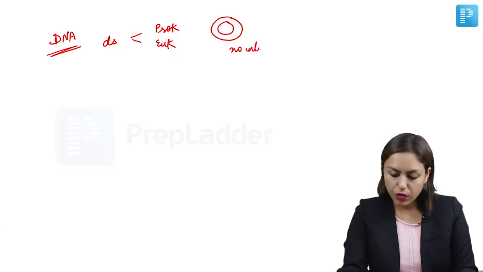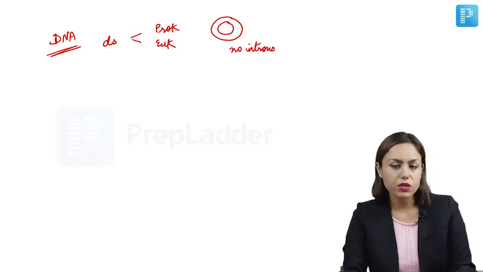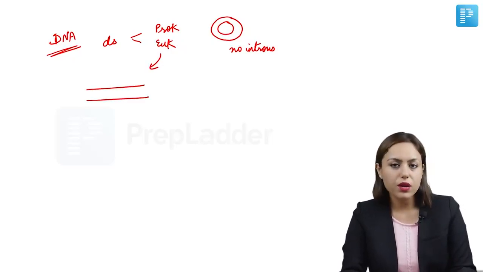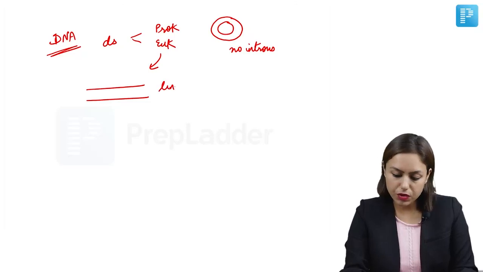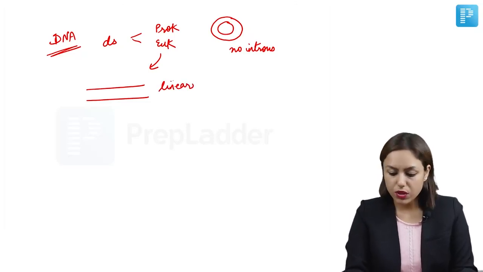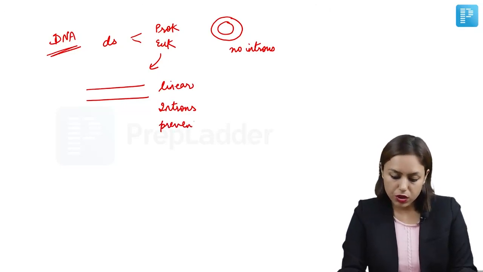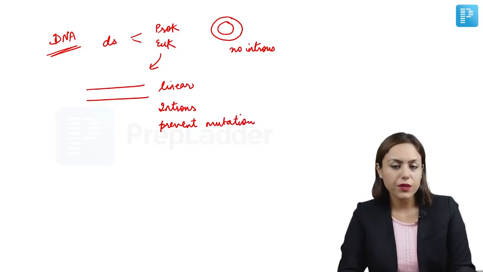There are no introns in prokaryotes, right? And in eukaryotes, the DNA is double-stranded linear. It is linear double-stranded, and eukaryotes have introns. Due to the presence of introns, mutation is prevented in eukaryotic DNA, right?